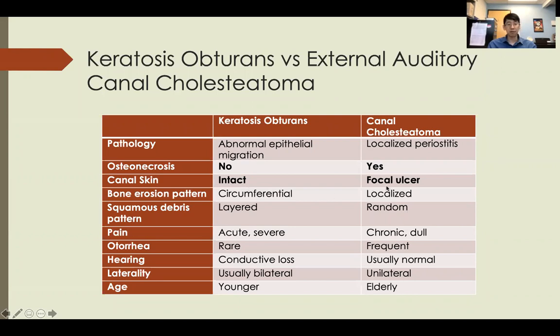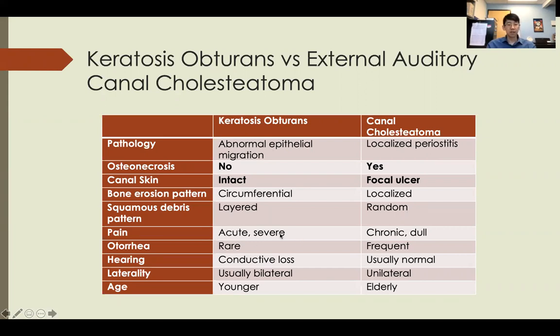The most reliable distinguishing things are that canal cholesteatoma is a localized periosteitis with localized osteonecrosis and a focal ulcer of the ear canal skin, whereas keratosis obturans is more of a circumferential involvement of the skin. The skin is actually intact. There's no necrotic bone, and keratosis obturans is actually thought to be from abnormal epithelial migration. So you don't have the normal conveyor belt system of the ear canal cleaning out that keratin, or it may be because of hyperplasia of the ear canal skin that's producing too much keratin. But really, it's poorly understood why we get either of these.